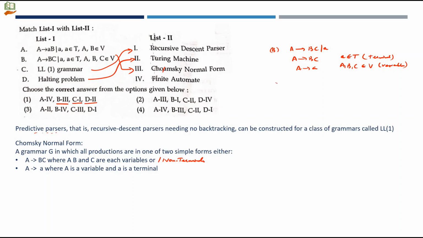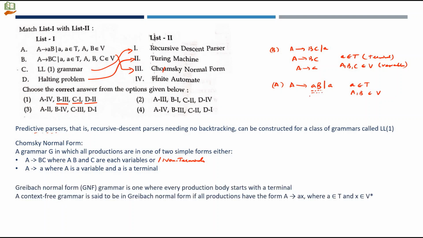What about A? A derives a terminal and a non-terminal, or a terminal, where small a belongs to terminals, and capital A and B belong to the variables or non-terminals. Where do you find this kind of production? Greibach normal form grammar is one where every production body starts with a terminal. A context-free grammar is said to be in Greibach normal form if all productions have the form A derives aX, where a belongs to a terminal and X belongs to variables. So this is exactly the form of A derives small a and B.